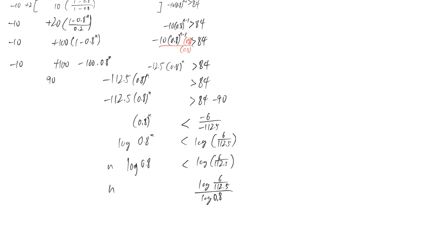However, don't forget that log 0.8, because what is inside is less than 1, is basically a negative value. You can verify that with your calculator. So again, the inequality sign changes and becomes larger than. We get 13.1359 something, which means the least value... n is restricted to be an integer because we are talking about how many circles. So the least value is 14.